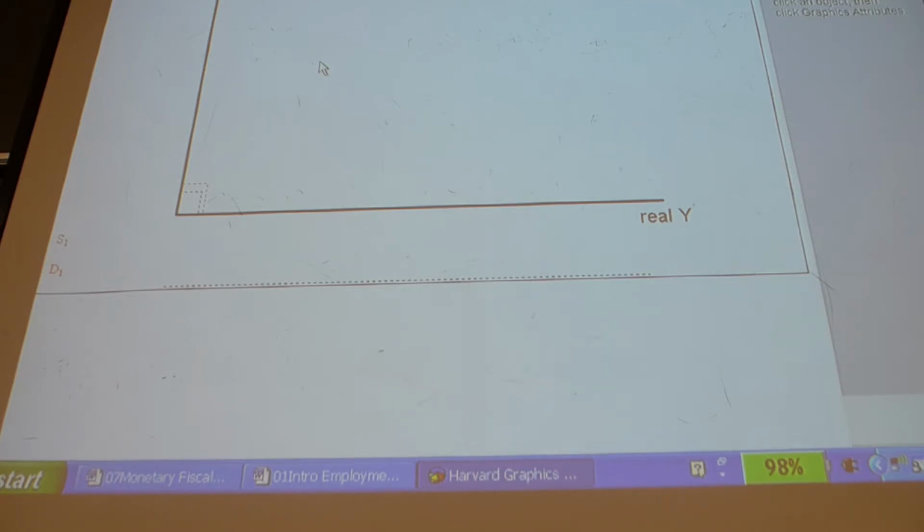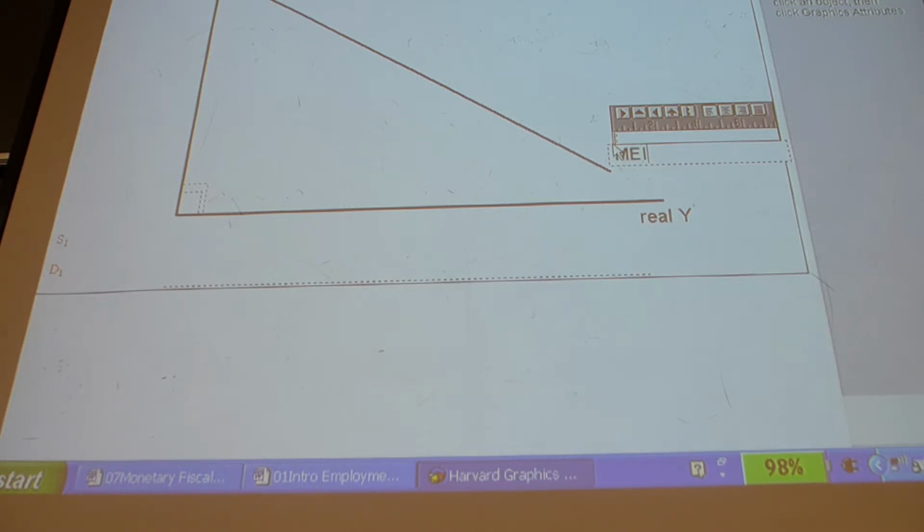So this here is, don't draw this, just be aware. Say, right now, forget the fact that at price level and real wider, this is the marginal efficiency of investment, or sometimes called marginal efficiency of capital. And let's say this is the original interest rate.